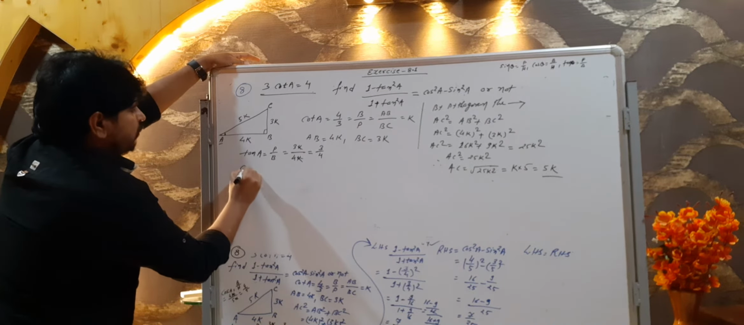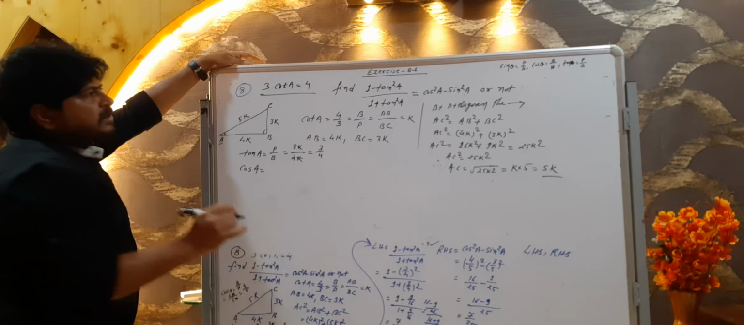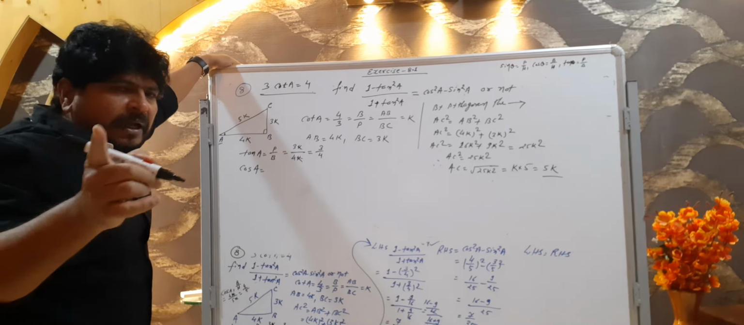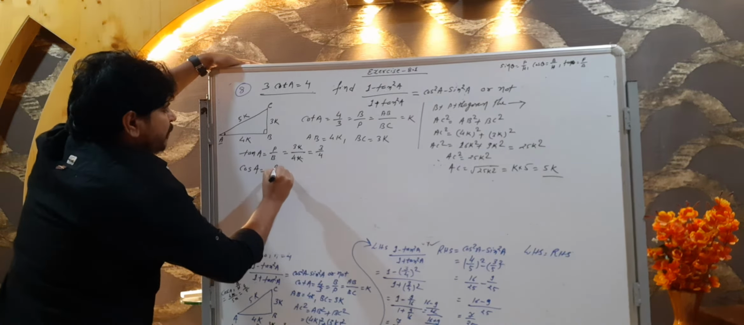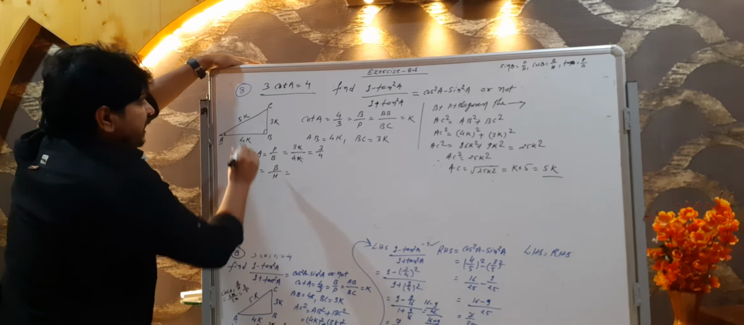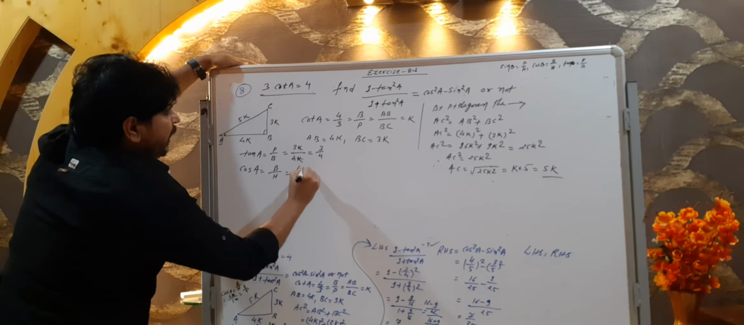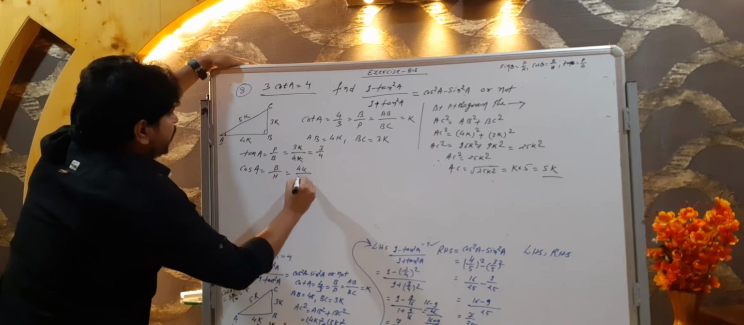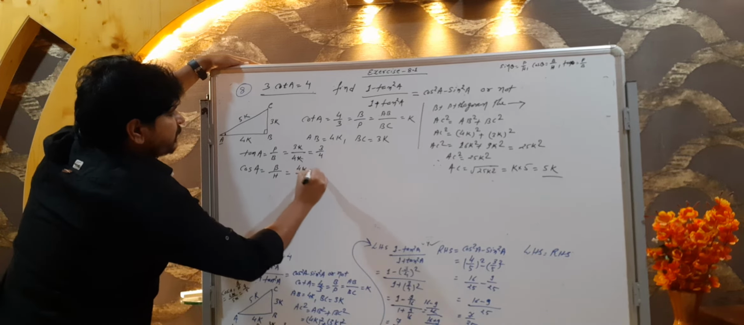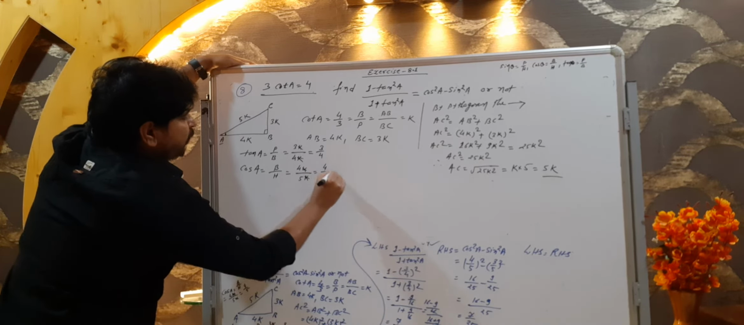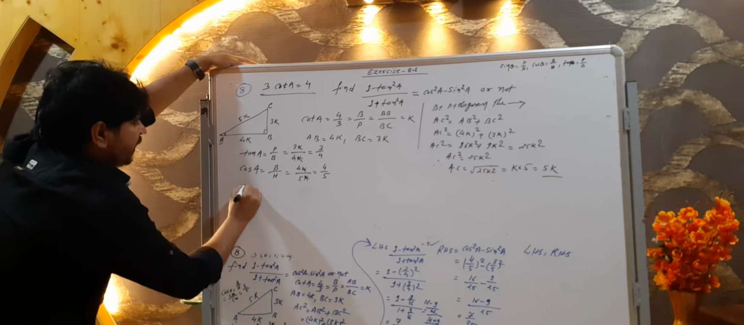Now we also require cos and sin, which we have to find out. Cos A, what is the cos value? Base upon hypotenuse. Here what is the base? 4K. And what is the hypotenuse? That is 5K. K cancels. Then what we get? 4 upon 5.